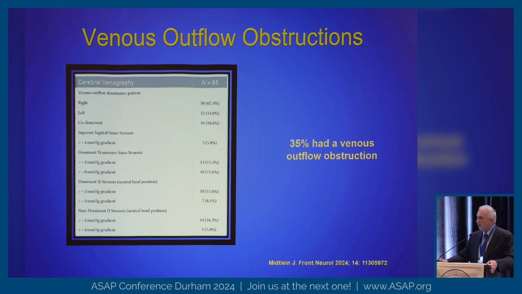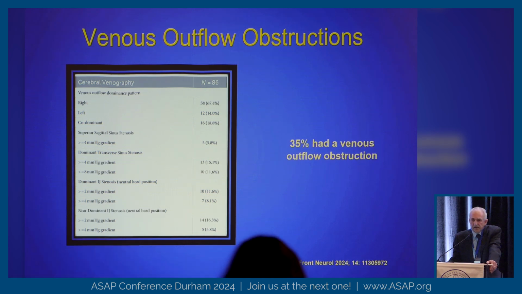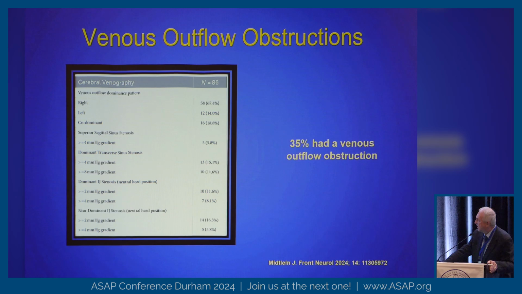Now, this is another study, actually published in 2024. It was a case series of patients that had EDS, but they also had jugular venous obstructions. They did cerebral arteriograms and venograms and found that a lot of them had obstructions of the internal jugular vein. You can look at the numbers on the slide, but overall, 35% of them had a venous outflow obstruction. So why hypermobile EDS would predispose to that, I don't know, but it's an interesting observation at least in this case series.